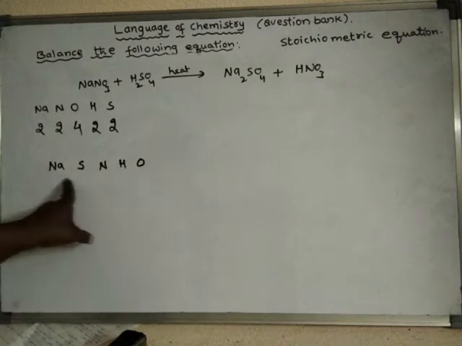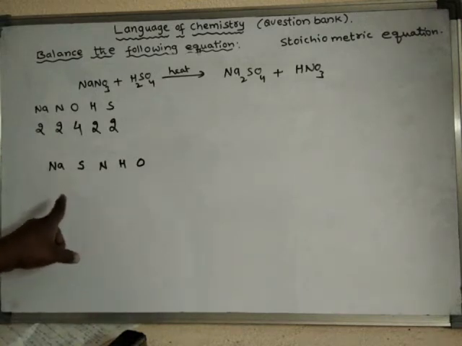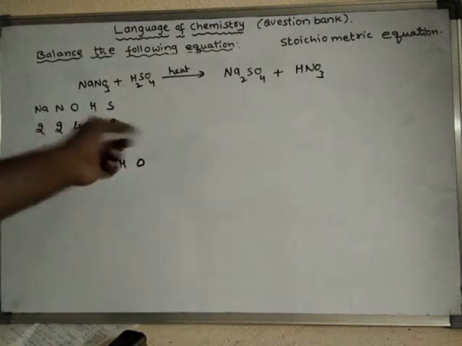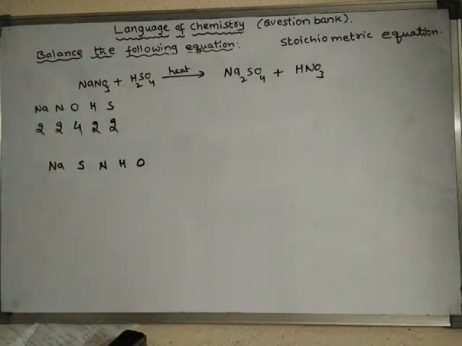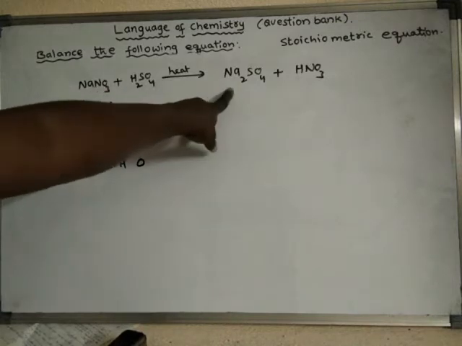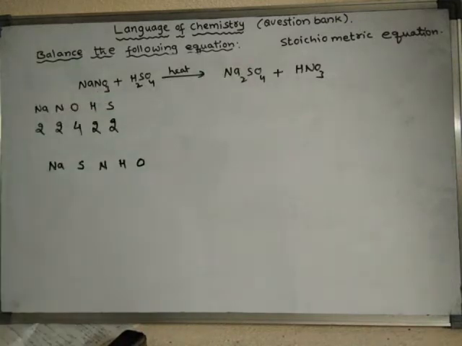Okay, so now we have an order of elements. Based on that we have to balance the equation. So first of all we have to balance this equation based on sodium. We have to check whether the sodium atoms are the same on both sides or not. Towards the reactant side there is only one sodium atom, but towards the product side there are 2 sodium atoms. Then how to balance it?